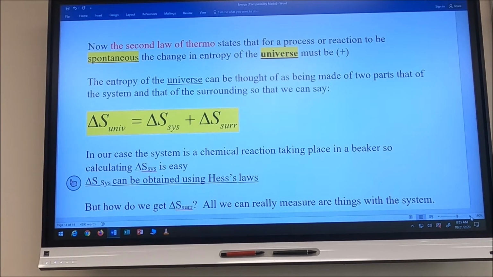So the entropy of the universe can be thought of as being made of two parts: the change in entropy of the system and the change in entropy of the surroundings. Remember, as we're looking at energy, we're always looking at system and surroundings. In our case, the system is going to be some chemical reaction that takes place in a beaker. So calculating delta S of the system is easy. We can use Hess's law. But how do we get delta S of the surroundings? That's going to be a little bit harder.